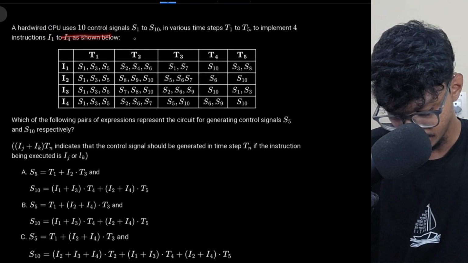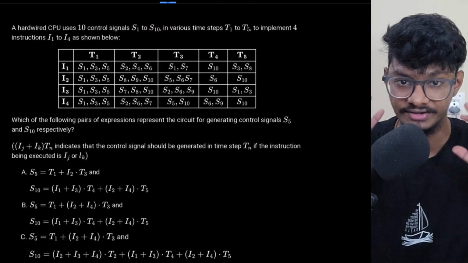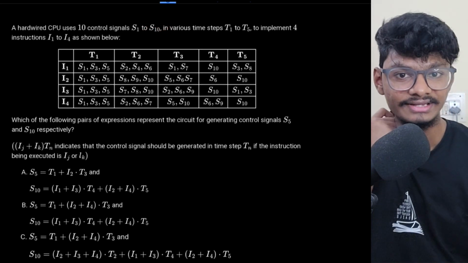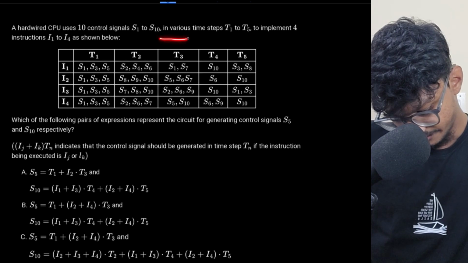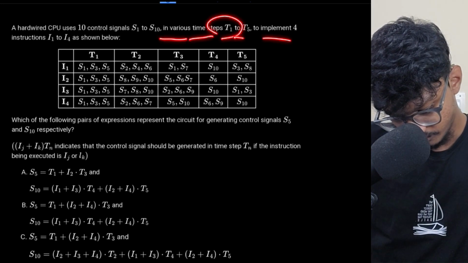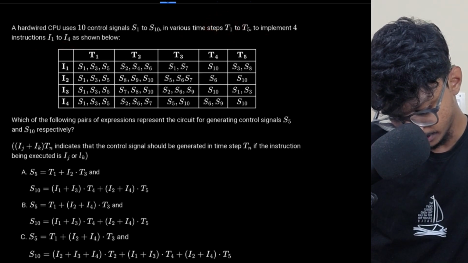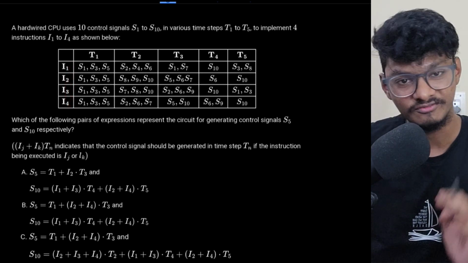Hardwired CPU uses 10 control signals, S1 to S10. So I have 10 control signals. It is not mandatory that I will have 10 control signals only, I can have many more, right? Now, in various time steps from T1 to T5 to implement 4 instructions, I1 to I4 as shown. So I will implement 4 instructions. I have 4 instructions only.